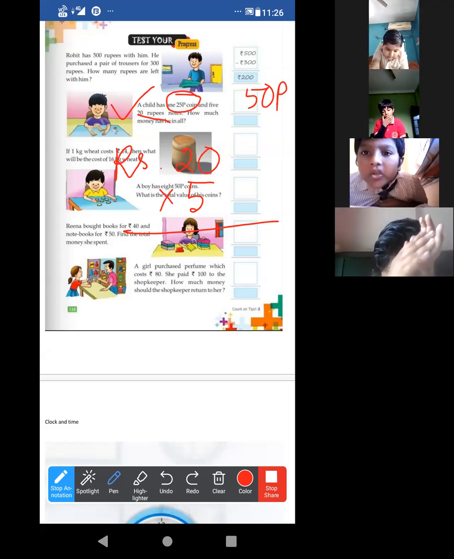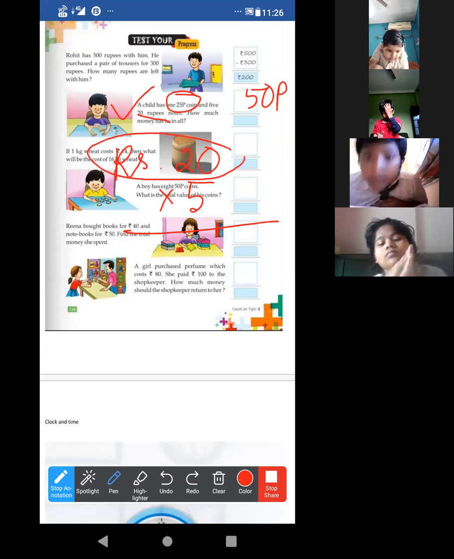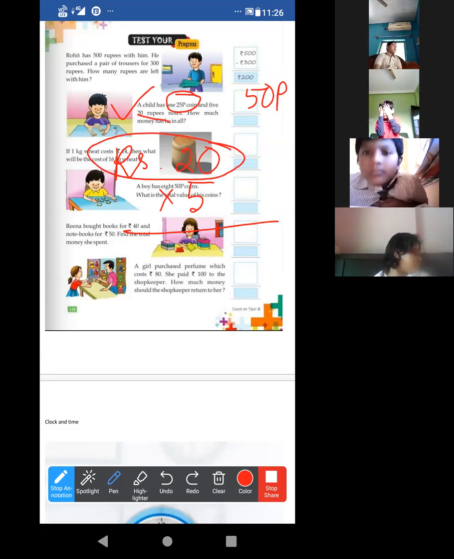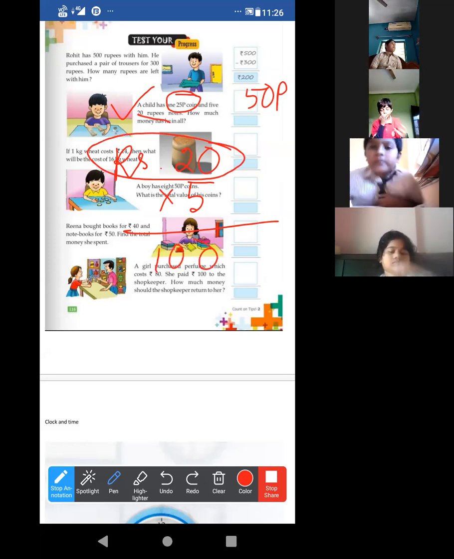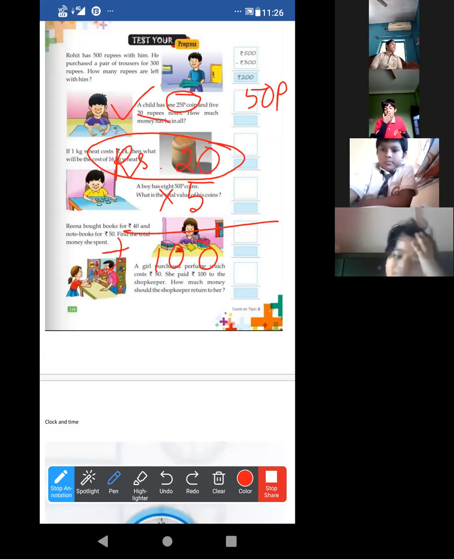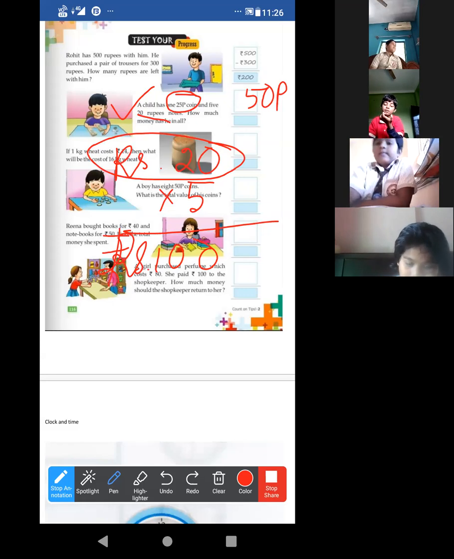Just say yes or no. 5 rupee coins, two. Good. Okay, so 5 to the 10, it will be 100 rupees. Or you can put this Rs. Okay. Pushpak, understood? Now 100 rupees are there.